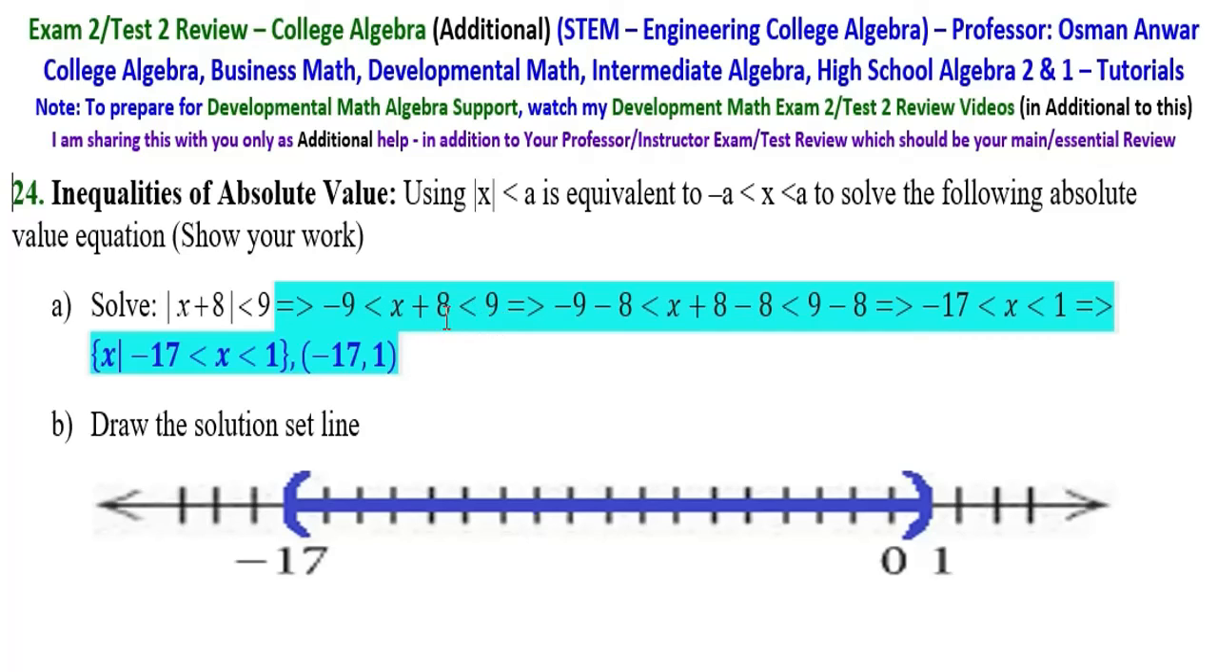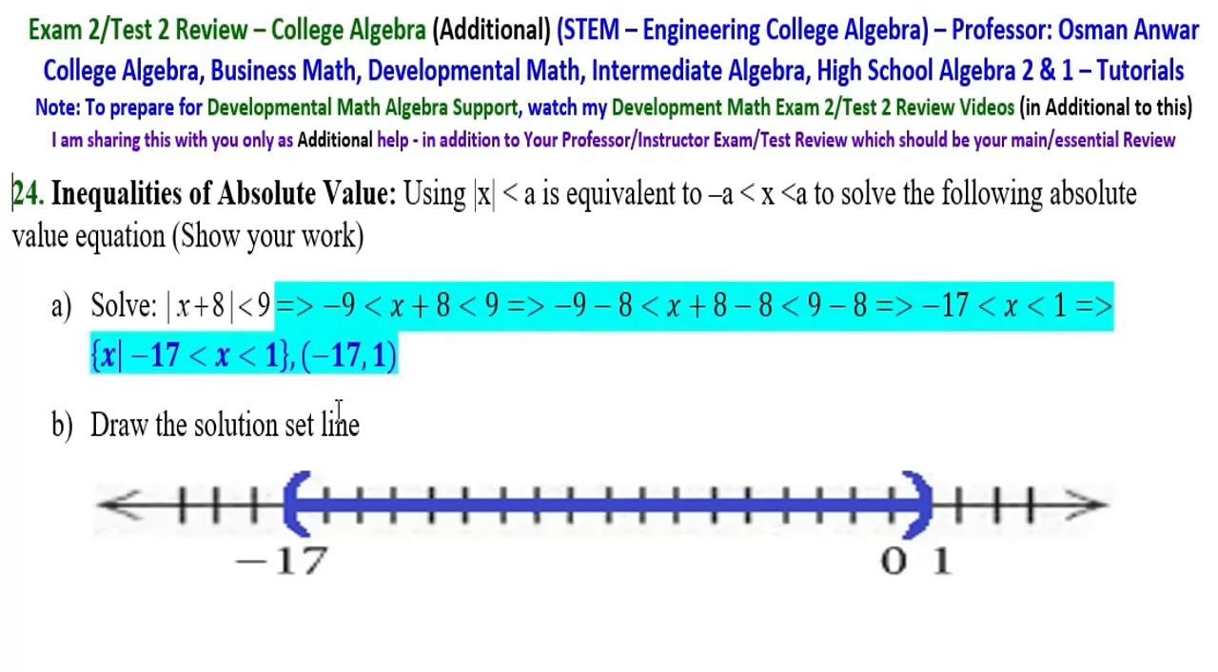So now subtract 8 from all sides. So that's minus 9 minus 8 less than x plus 8 minus 8 less than 9 minus 8. So minus 9 minus 8 is minus 17. X plus 8 minus 8 is x. 9 minus 8 is 1. So that means x is sandwiched between minus 17 and 1.